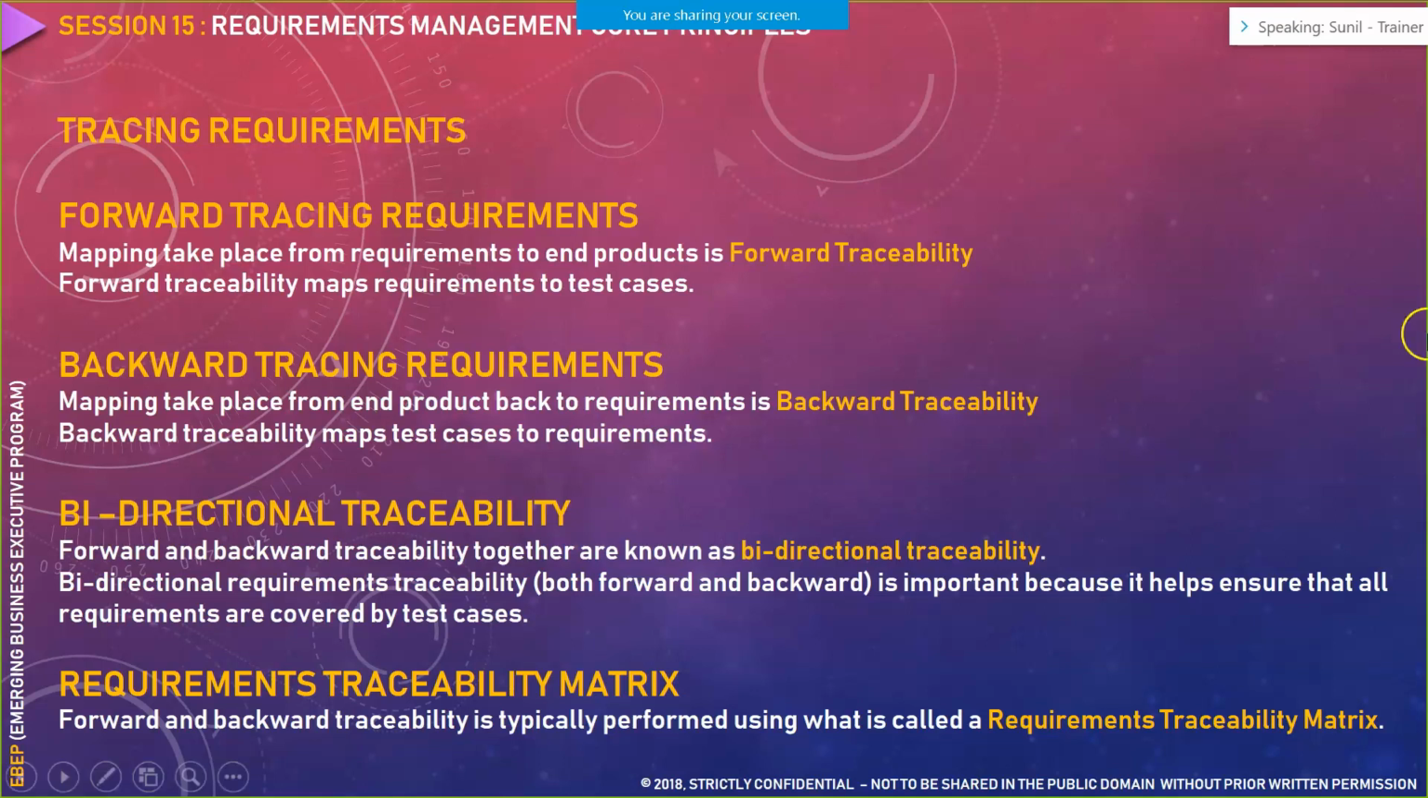Now, you would essentially trace the requirement with the help of the requirement traceability matrix. It has the forward and backward traceability that is performed in your requirement traceability matrix. Now, within that requirement traceability matrix, these are the three activities that you would do. Now, what is forward tracing a requirement? Mapping takes place from requirements to end product.